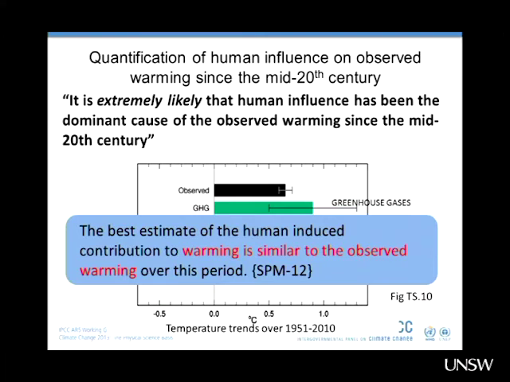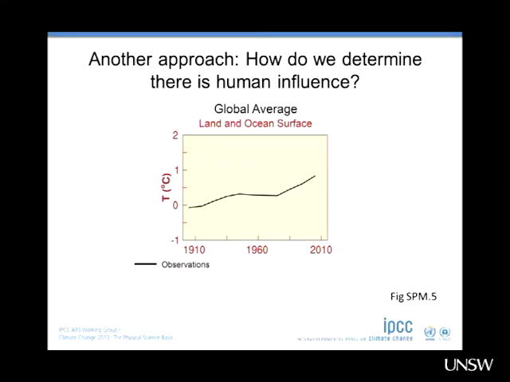So the best estimate, so this is a direct quote out of the last report, best estimate of human-induced contribution to warming is similar to observed warming over this period. It's a bit namby-pamby. All of it's caused by humans, right?